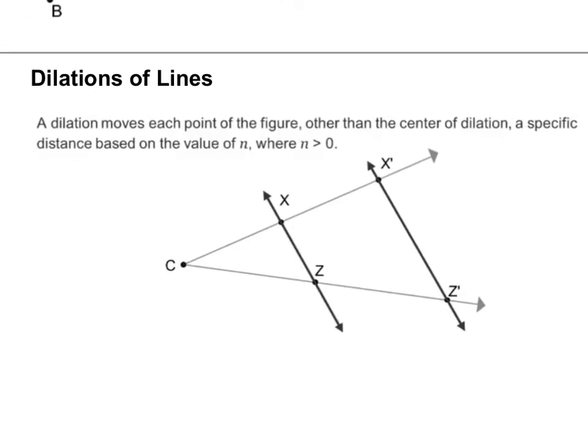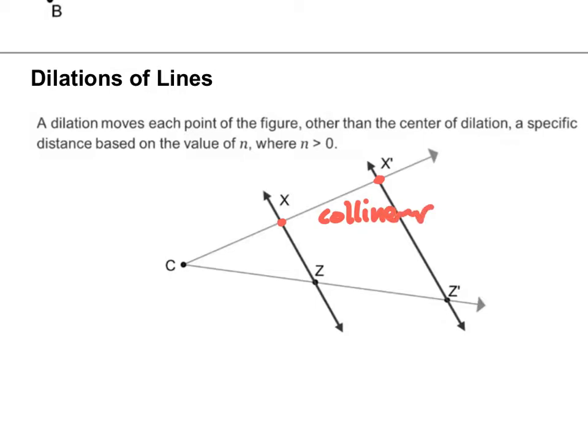Now let's talk about a dilation of lines. A dilation moves each point of the figure, other than the center of the dilation, a specific distance based on the value of n, where n is greater than 0. If I take this point here, X prime and X are going to be points on the same line. They're collinear.